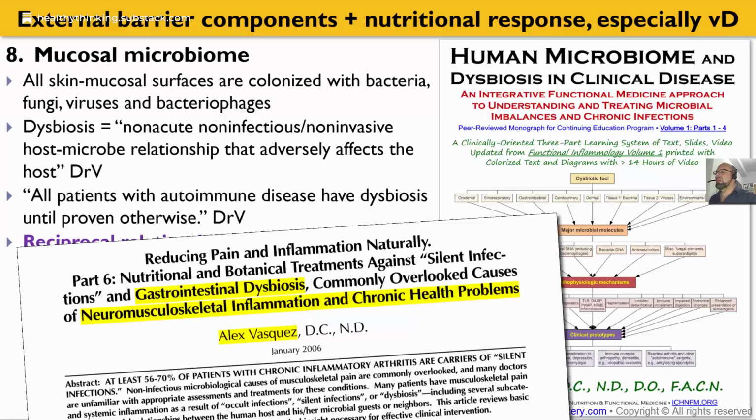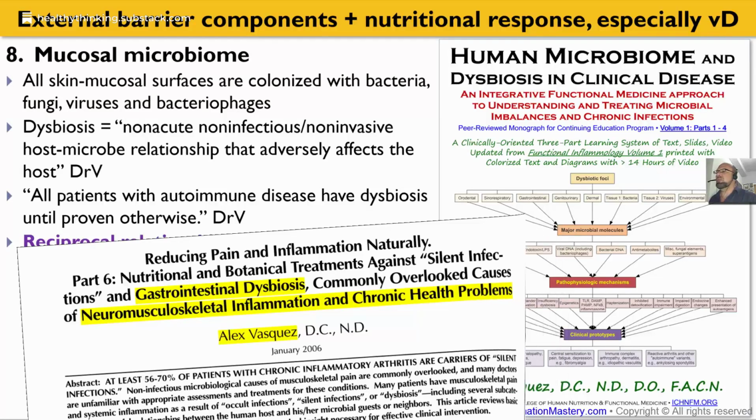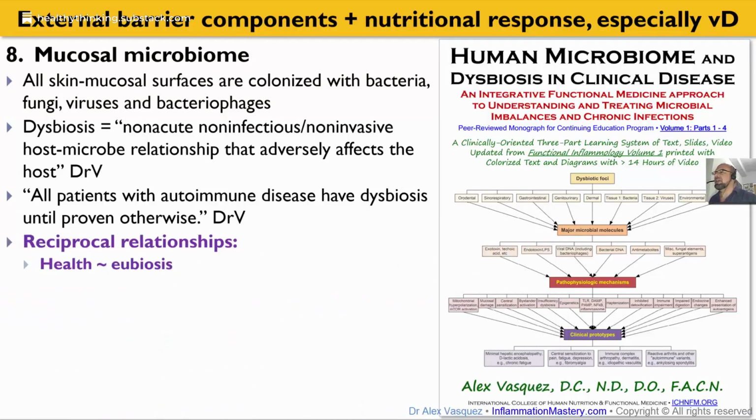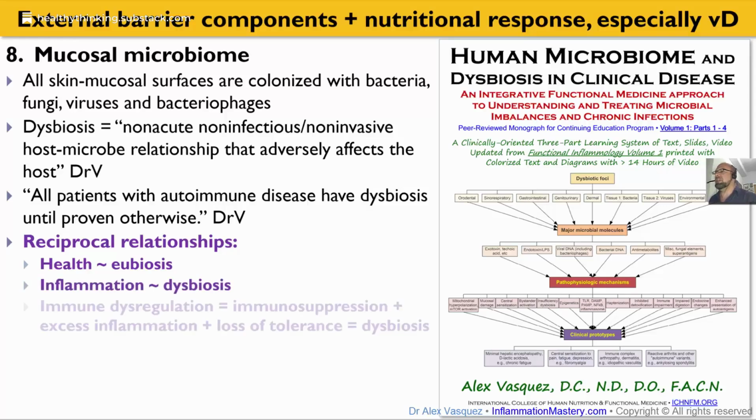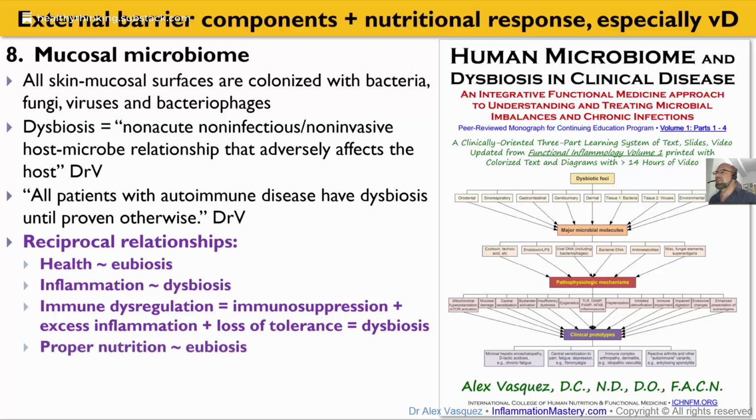The reciprocal relationships that we appreciate is that health promotes eubiosis and eubiosis promotes health. Inflammation promotes dysbiosis and dysbiosis promotes additional inflammation and ultimately autoimmunity. The immune dysregulation of autoimmunity commonly includes the paradox of immunosuppression with excess inflammation and loss of tolerance. And that leads back to additional dysbiosis, and the dysbiosis again perpetuates immune dysregulation and immunosuppression and more inflammation. So again, all of these are reciprocal relationships that create vicious cycles.